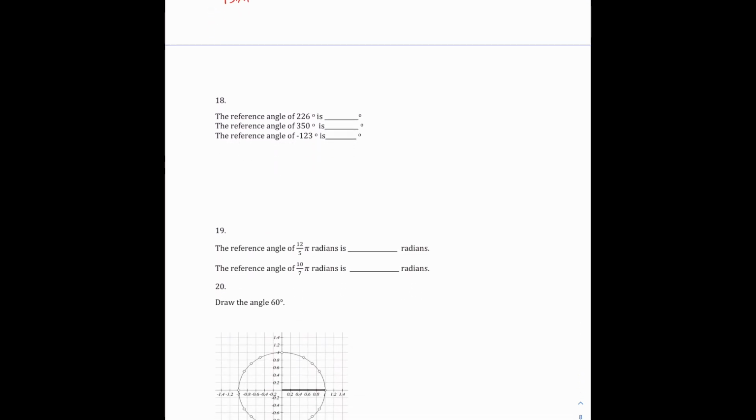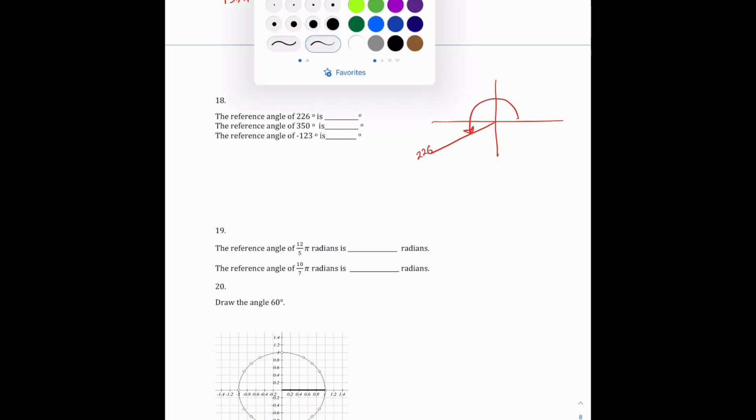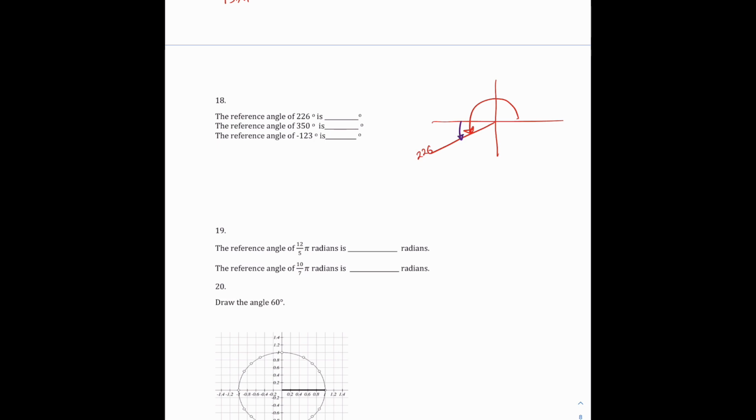Question number 18. The reference angle for 226. 226 happens to be in the third quadrant, so it's approximately here. This is all 226. So we need the reference angle, which is basically only that distance. So if we take 226 minus 180 degrees, then we're going to get 46, which is our reference angle. So 46 is our reference angle.